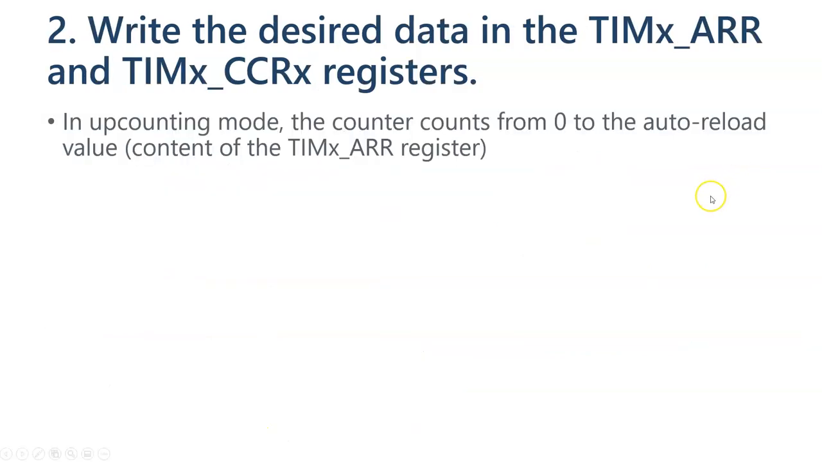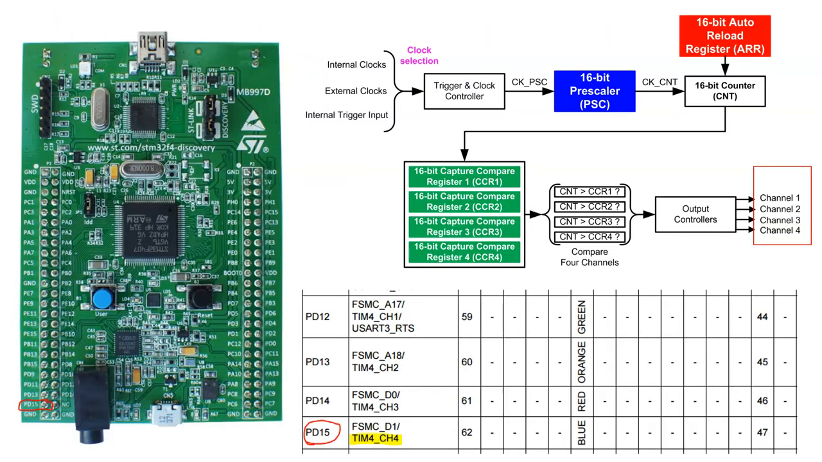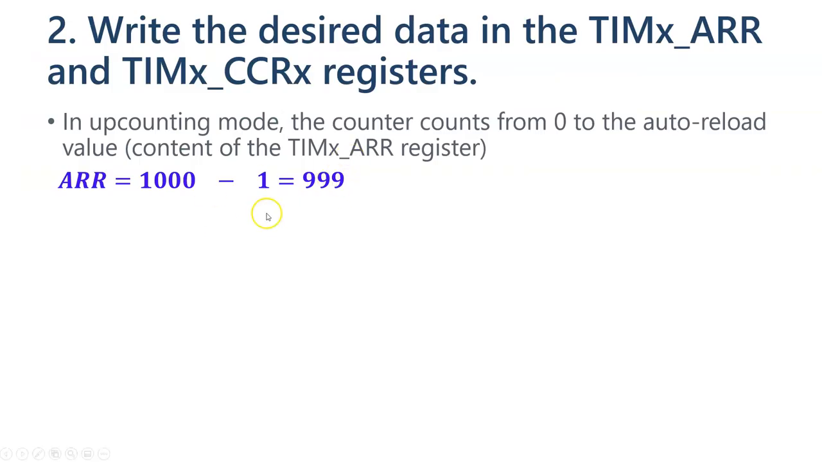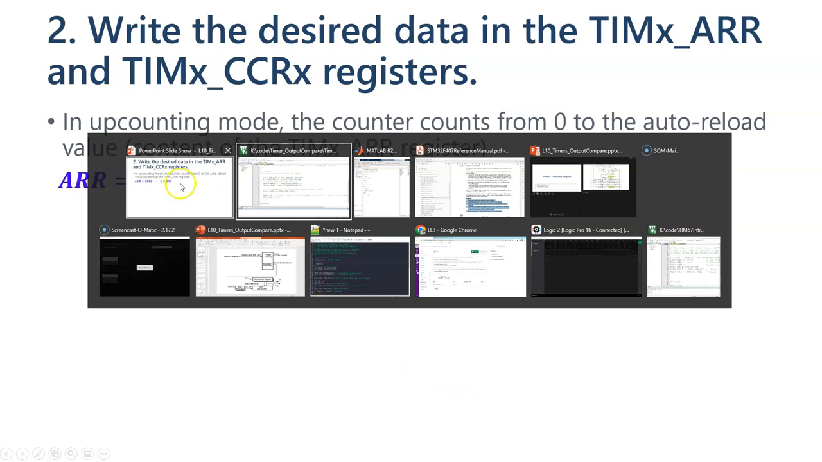Up counting mode, we want to count from 0 to auto reload. By the way, up counting is by default. 1000 minus 1 is 999. Okay. This would set up a 1 hertz clock, I think, but no, actually this is right. It should be 1000 because we're trying to generate. Let's find out.